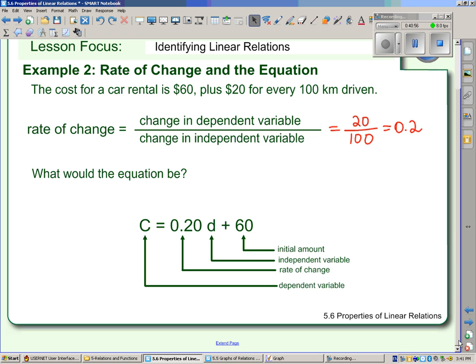I'm going to write a formula above it. Y equals mx plus b. We're going to be looking at this a lot when we just draw a line. The C equals 0.20D plus 60, that's an applied question. Y equals mx plus b, that would be a non-applied. That's just like the regular math with no context. But notice what's happening. The b on the end here corresponds to the 60. That's the original amount or the initial cost that's there.